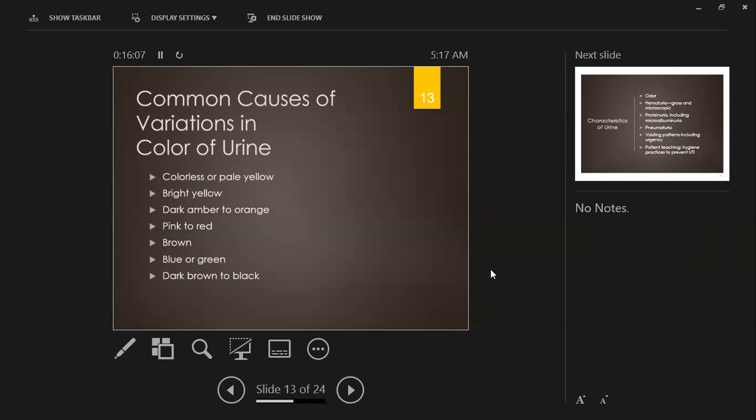Brown urine. This can also be a cause of medications, but often this is also blood or some kind of metabolic disorder. Blue or green. We see this a lot with methylene blue when we inject a dye into the bladder so that we can verify that we haven't nicked the bladder in surgery. And then dark brown to black can be indicative of failure. Please come prepared to lecture knowing exactly which medications affect the urine in these ways.